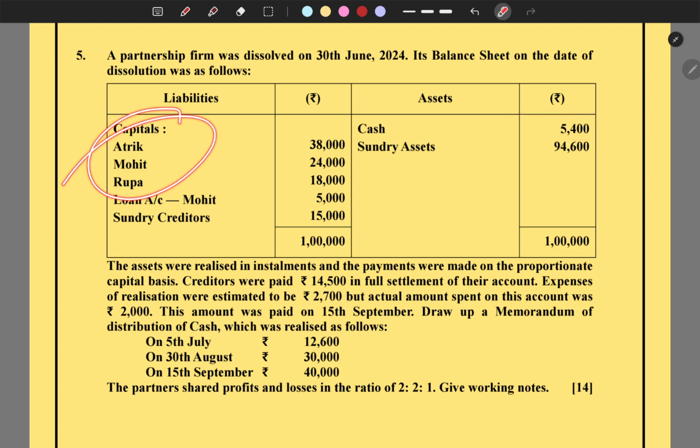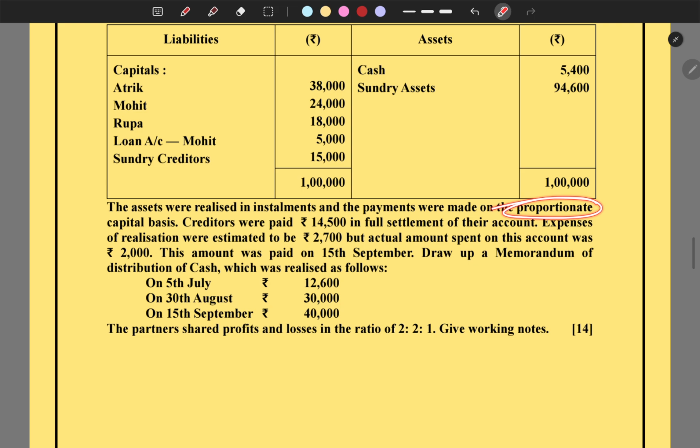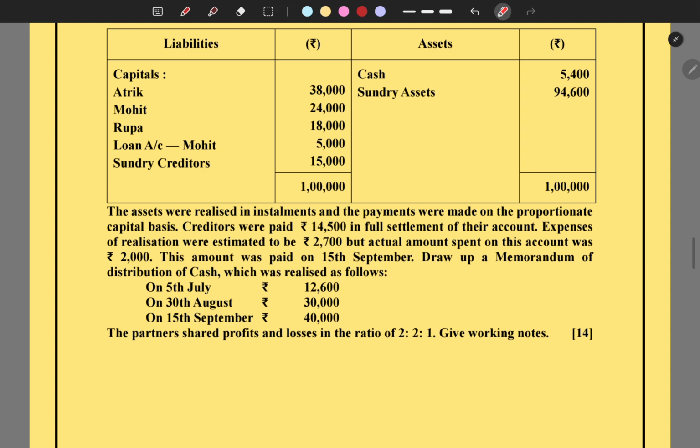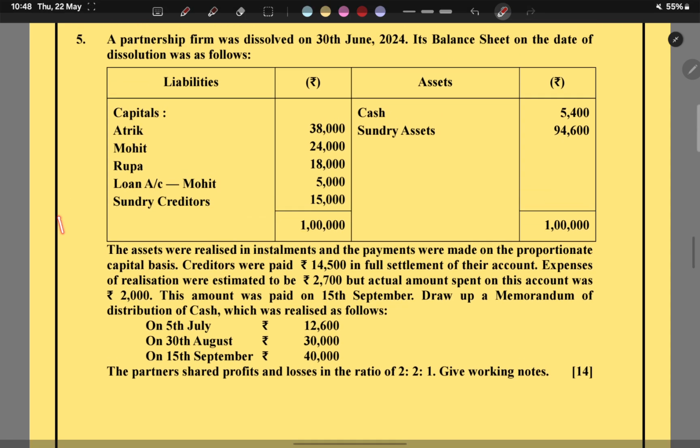Then there are all the capitals we have to pay off. Loan and creditors are the first priority and should be paid first, without any compensation. Capital of partners has to be paid on the PSR basis. The assets were realized in installments, and the installments and payments were made on a proportional capital basis. Proportional capital basis means the higher relative capital method only.